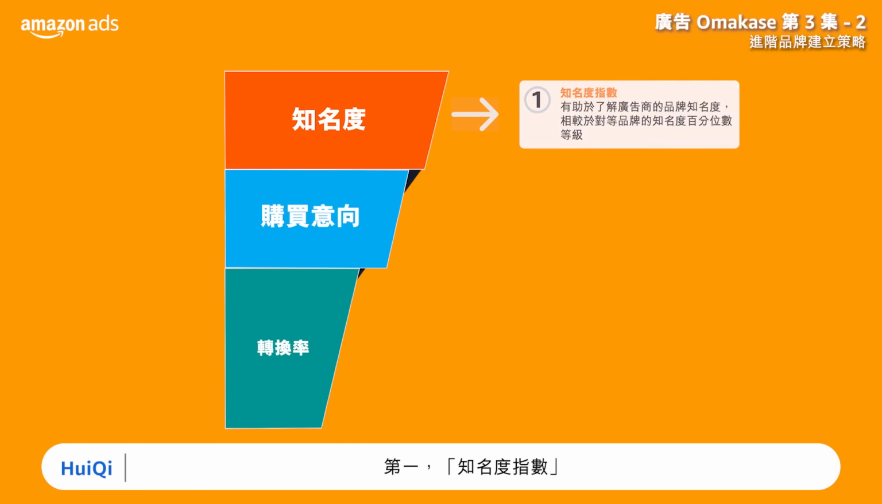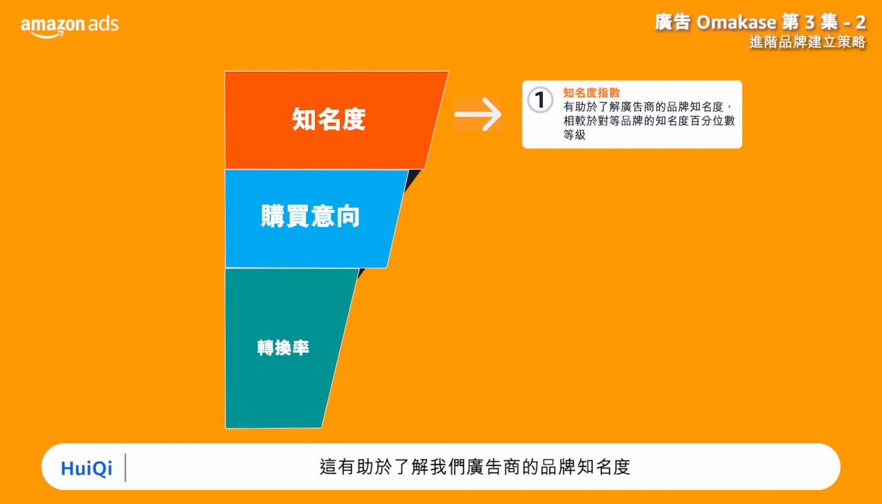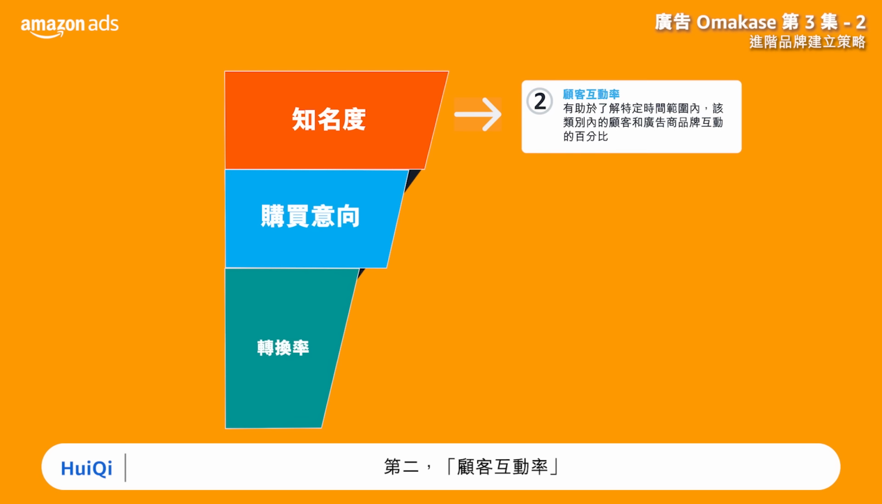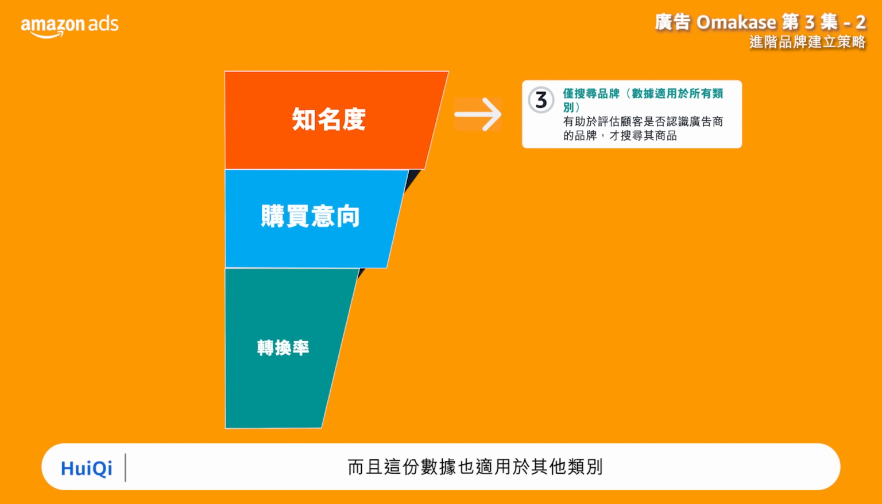Number 1, we have awareness index. It actually helps to understand our advertisers' awareness of brands as well as compared to their peers within the awareness percentage. Secondly, we have customer engagement rate. It actually helps you to know the percentage of customer as well as advertiser brand interactions within the category, within the time frame that we're looking at. Number 3, we also have brand search only. So this data applies to all the categories. It actually helps you assess if customers are aware of the advertiser's brand and search for their products.